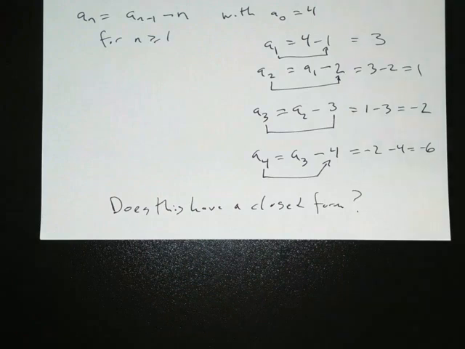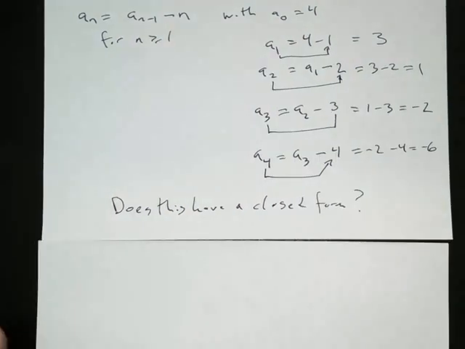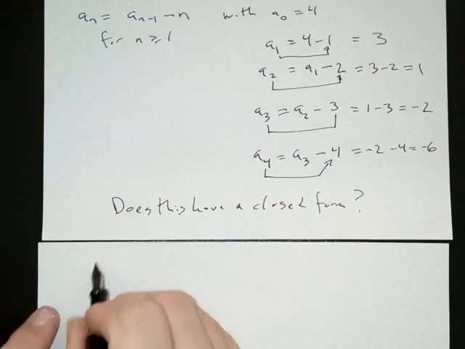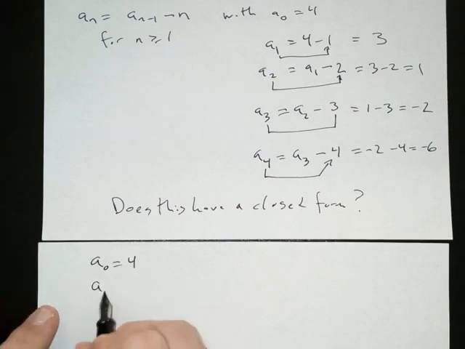Is there a way that I can write a closed form idea here? The answer is maybe, but I think it helps if I look back at these terms and try and make a common behavior out of them. So let's start this process over. We said A0 was 4. A1 was 4 minus 1, which we got to be 3. A2 was 3 minus 2, right?